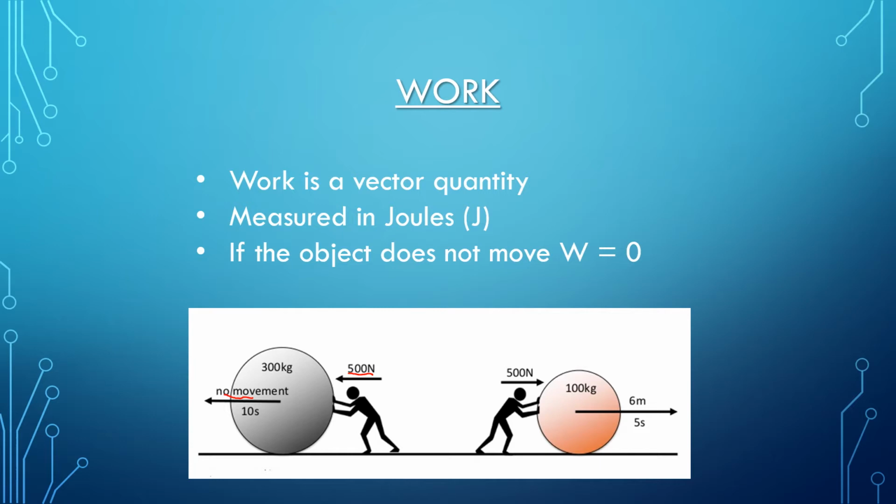Now the person over here on the right is also applying a 500 Newton force, but the object does move. It moves 6 meters. So this person is doing work, and we can calculate how much work that person is doing by taking their force of 500 newtons and multiplying it by the distance they moved that boulder, 6 meters.